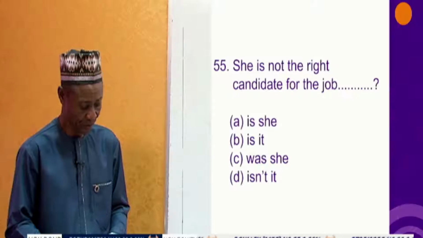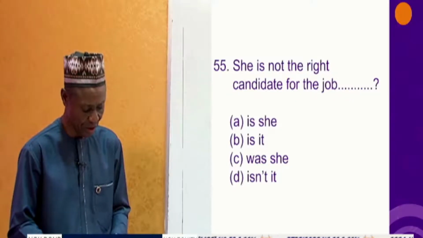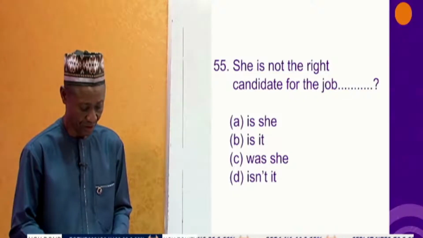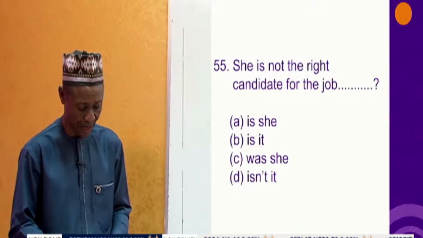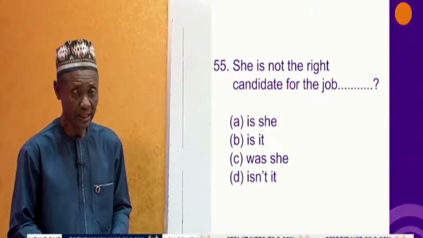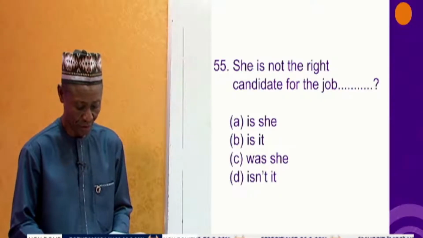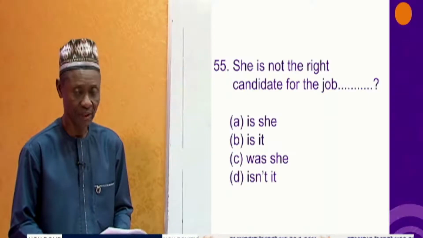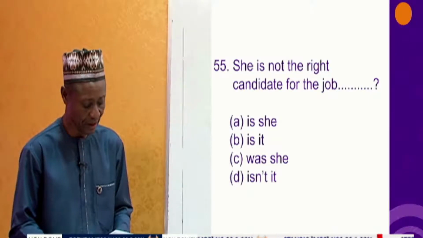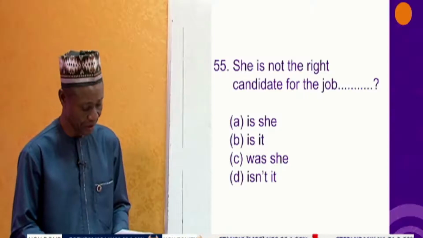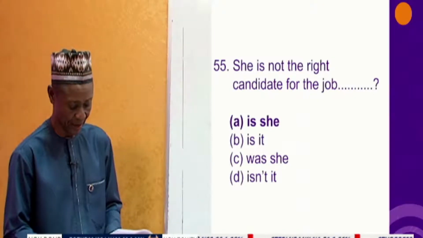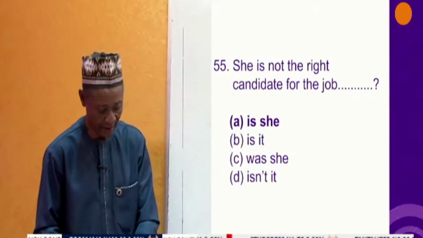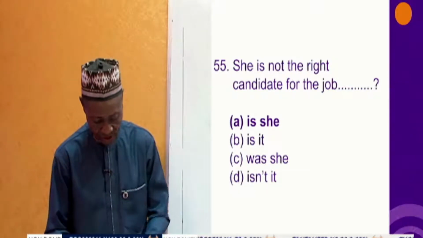Question number 55. She is not the right candidate for the job, dash. The options are A, is she? B, is it? C, was she? D, isn't it? This question also is taken from the topic question tag. And option A, which is is she, is the right answer to the question.